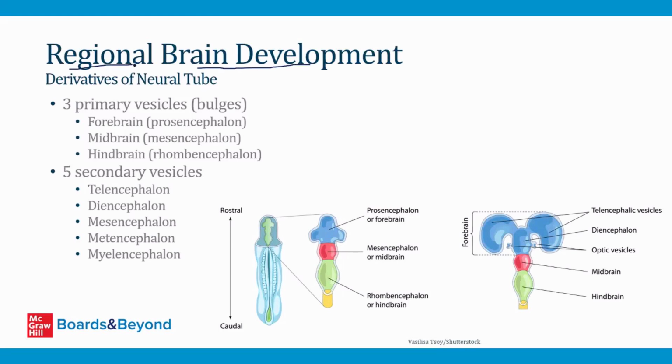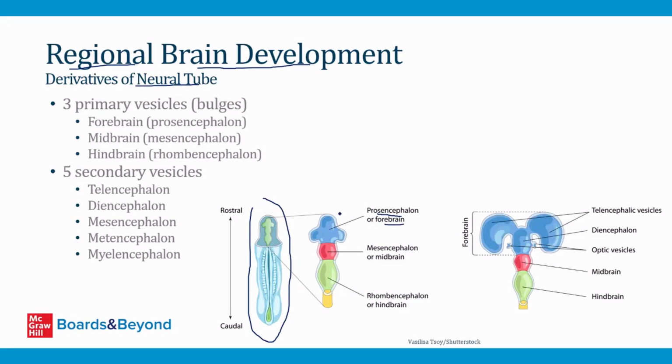Okay, now let's talk about how the different regions of the brain and spinal cord develop. Remember, the brain and spinal cord develop from the neural tube. Initially, the neural tube is going to look something like what's shown here, and it's going to start to develop these bulges, which are called primary vesicles. There are three of them. First one is called the prosencephalon, or the forebrain. This is up near the top.